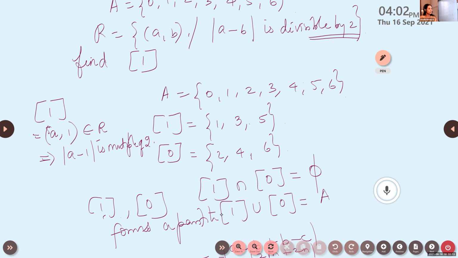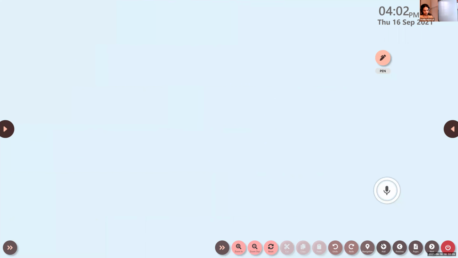For that and all, there is no particular formula. You have to think it through and solve it. Okay, in such cases. Now, is it over? Write the next question. Find the number of equivalence relations in the set.